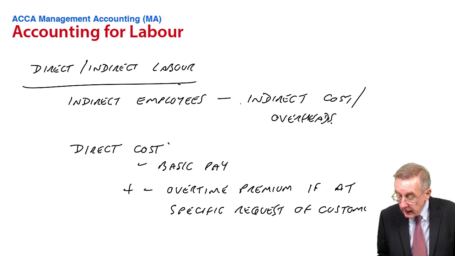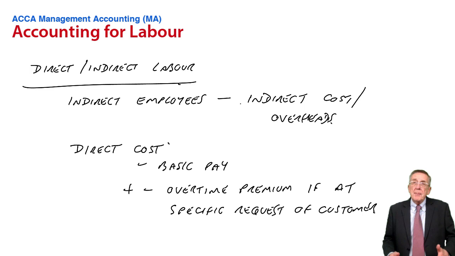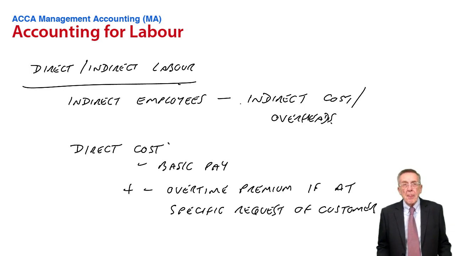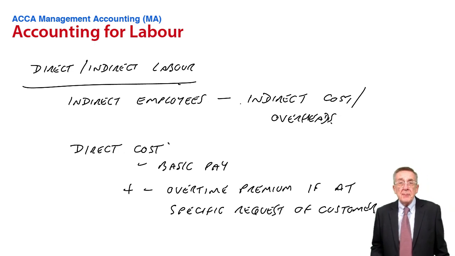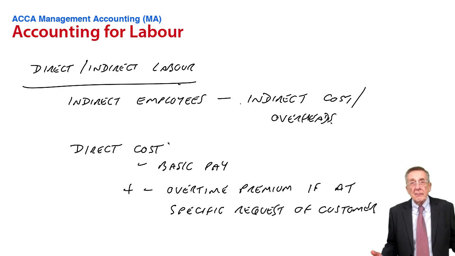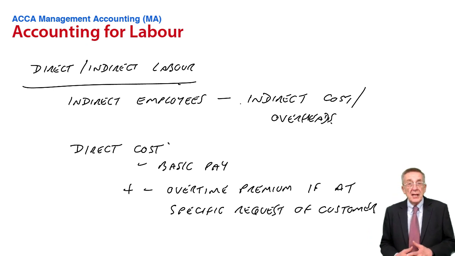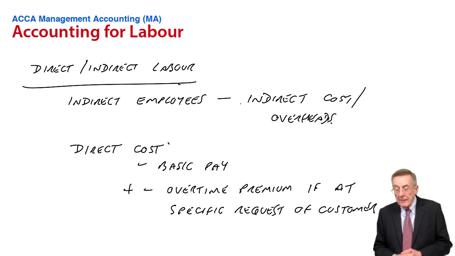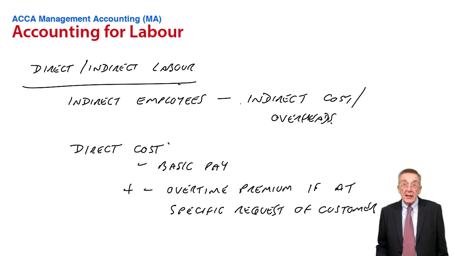I'll say a bit more about overtime premium later, but normally we might pay workers $5 an hour. If they work extra hours to what they're normally expected to, we like to pay them more. Maybe we might pay them $7 an hour. Well, the extra $2 we're paying them is the overtime premium. And that's treated as a direct cost, but only if it's at the specific request of a customer.